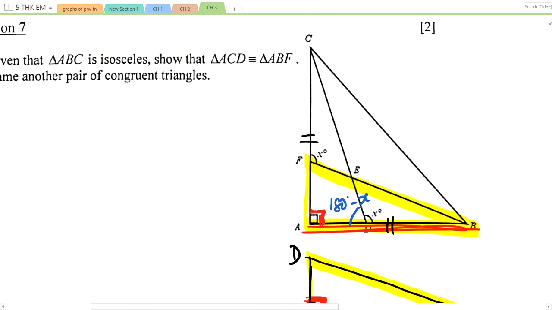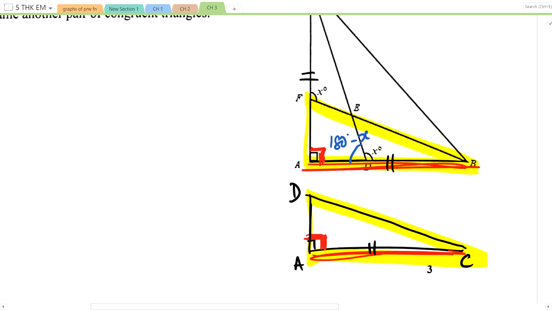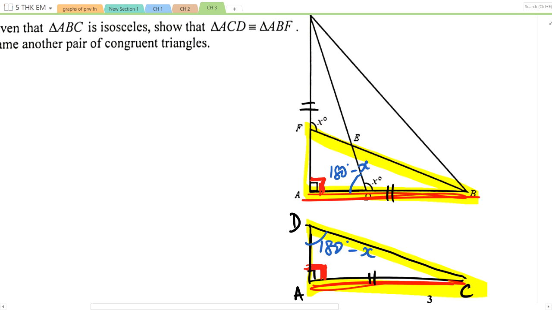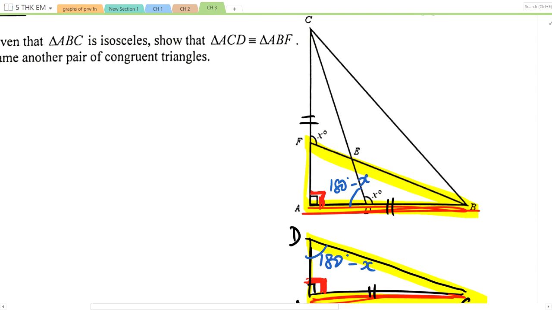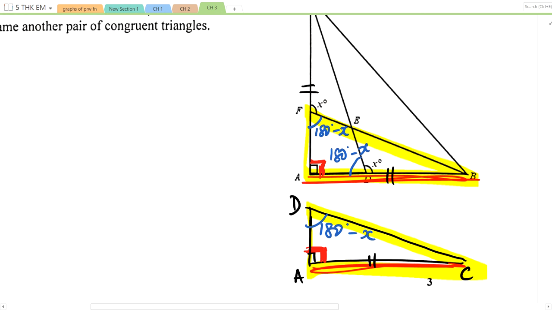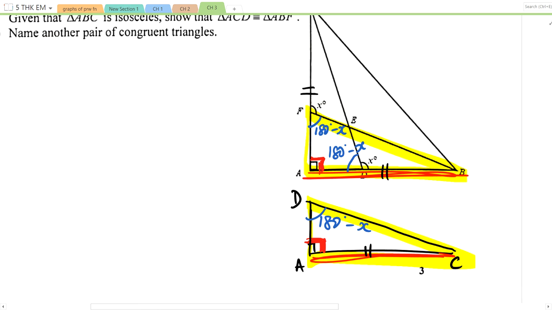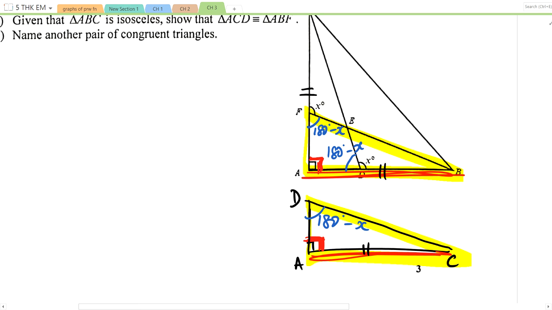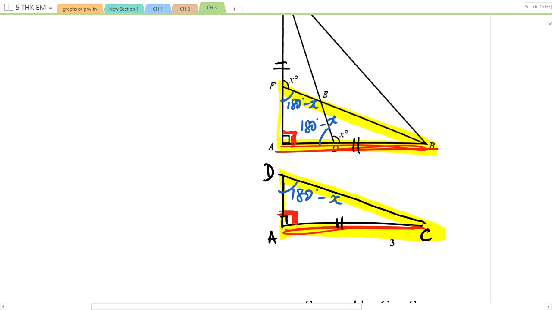So, what happens next? Okay, so let me just write it down first. ADC, this is 180 degrees minus X. And what is the other angle? BFA. What is this angle now? 180 minus, then do 360 minus. Still need another angle. What do we have now? Now I have two angles with two triangles, and I have one common side, right?